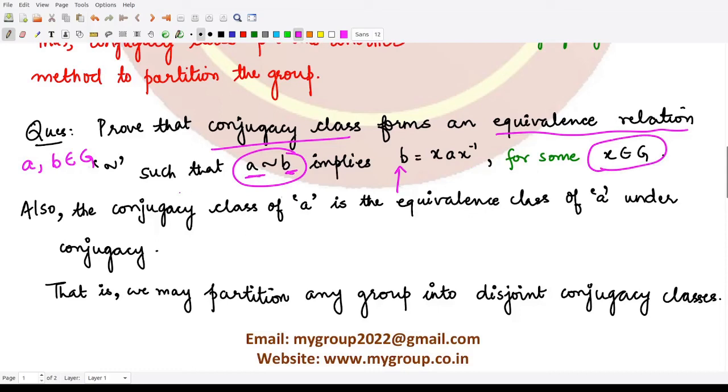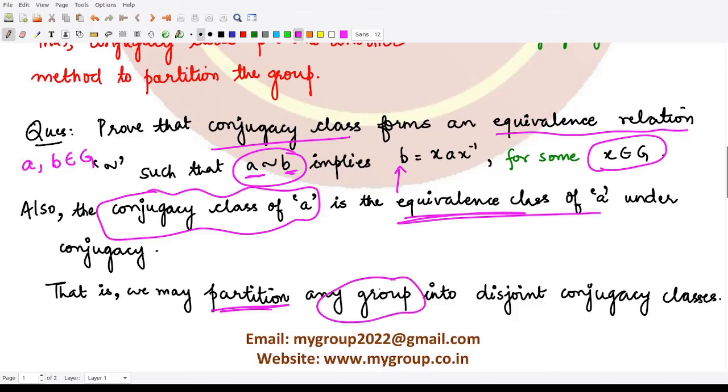And moreover, the conjugacy class of the element A forms the equivalence class of A under the operation of conjugacy. So that means we are able to partition any group into disjoint conjugacy classes. In the next video, we'll be looking at the proof of this result.